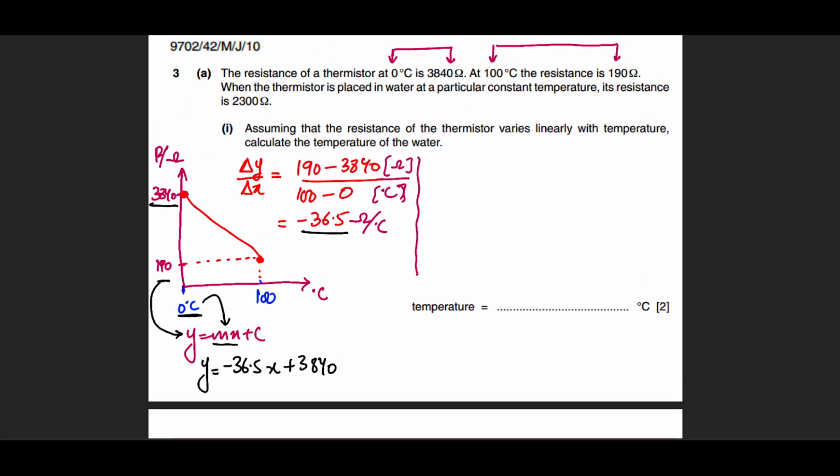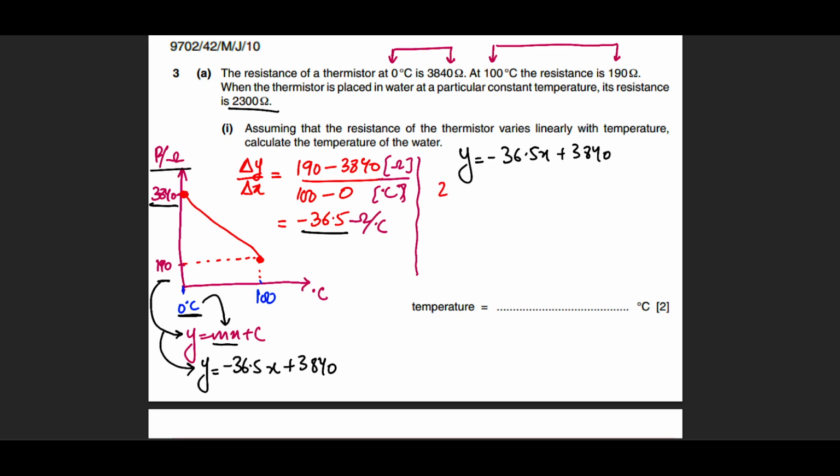Okay, so since he's going to ask us about the temperature at 2300 ohms, now this 2300 is most definitely going to be placed at y, because on the y-axis we're representing the resistance. So let's rewrite the equation over here. So y is equal to minus 36.5x plus 3840.